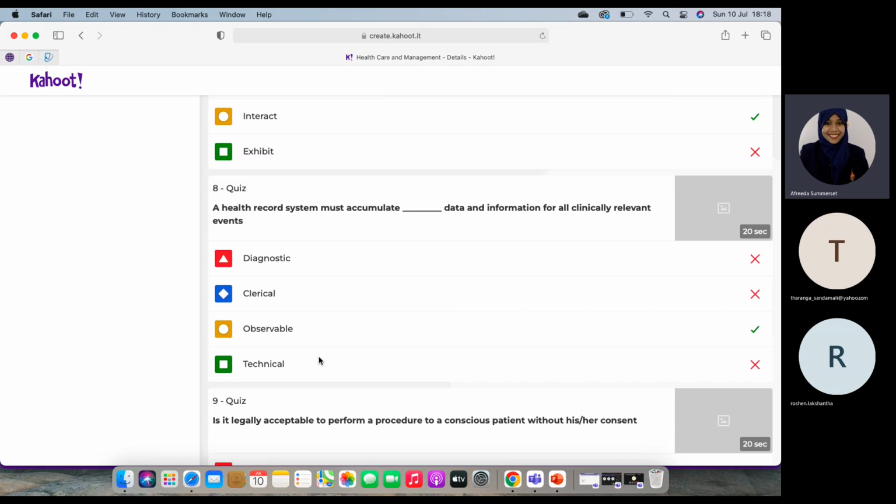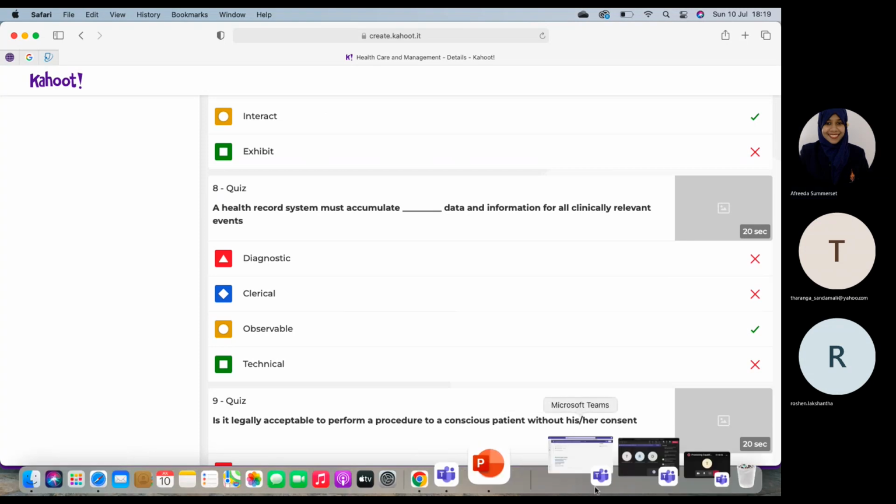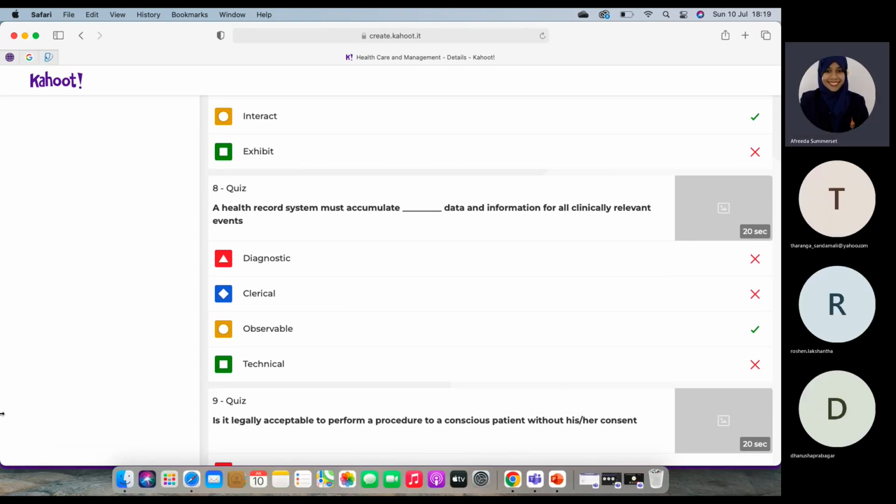Next question: a health record system must accumulate data and information for all clinically relevant events. Why? Because it needs to be observable. Did you all understand this question? It needs to have observable data. Why can it not be clinical, diagnostic, or technical? Why does it have to be observable data? Can somebody tell me? Only three still. Why, students? It has to be observable.